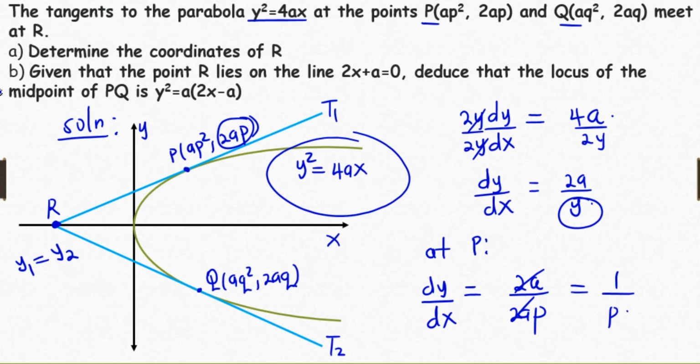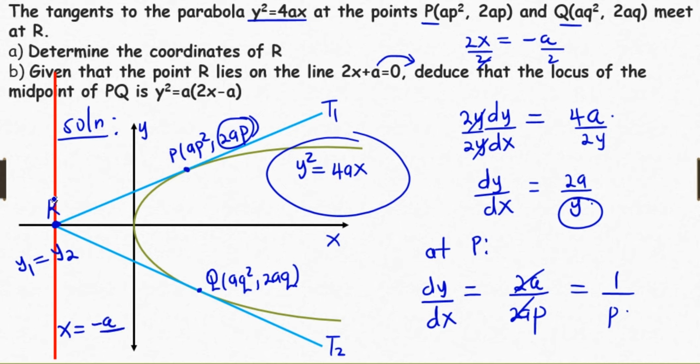Given that the point R lies on the line 2x plus a is equal to 0. What does that mean? Let's first indicate the line 2x plus a is equal to 0. Let's carry this a to the right hand side. We remain with 2x equal to negative a. We divide by 2, meaning that the x coordinate at R is equal to negative a out of 2.